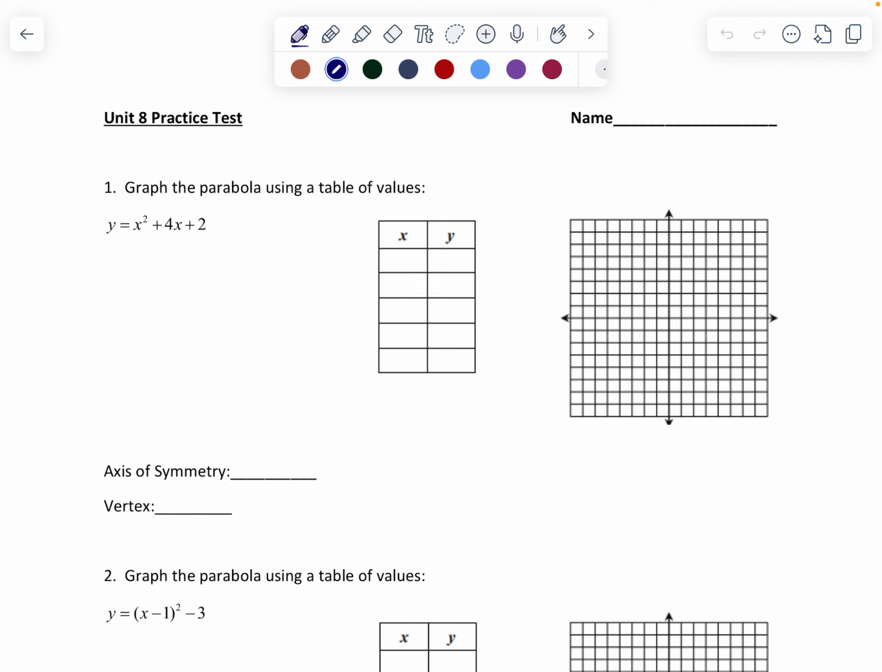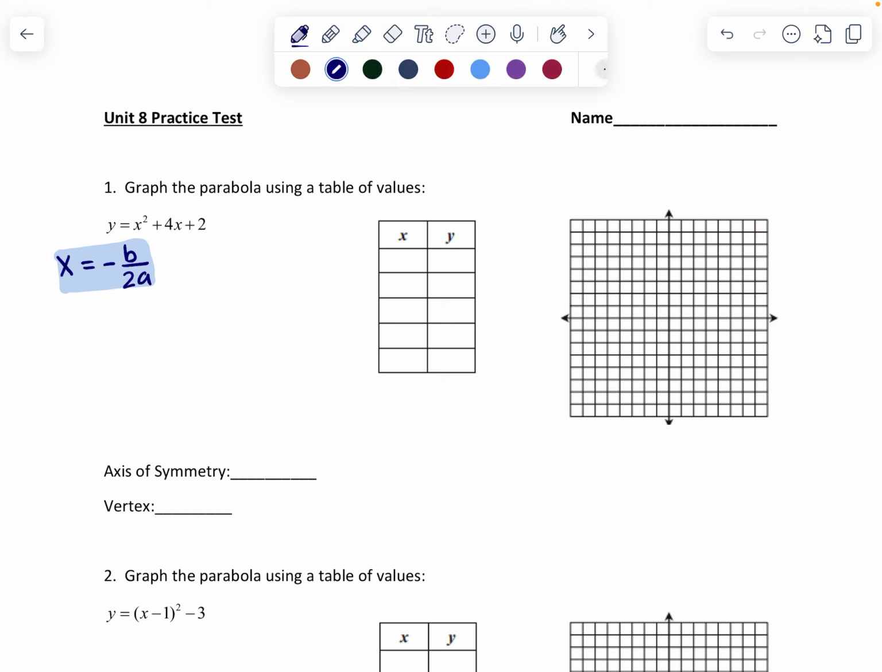Okay, so on number 1, it's asking me to graph the parabola using the table of values. So you guys, you need to know that the first step in doing this is to find the vertex. So you start with finding the x value by using the equation x equals negative b over 2a. Okay, and you guys, if I highlight anything, please make sure that you actually memorize that for tomorrow. Okay, if you don't know this, you're not going to know how to find the vertex. So if it's highlighted, that means you have to memorize it.